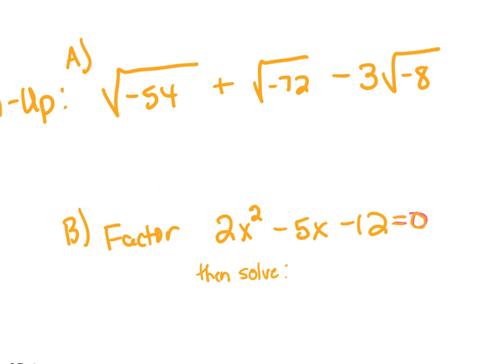Okay, so I need help here. Someone help me out. Vinay, can you help me out with that first one? The square root of negative 54. How are we going to rewrite that? You take out the 9, so put 3 on the outside.